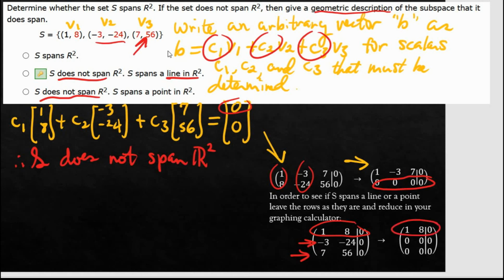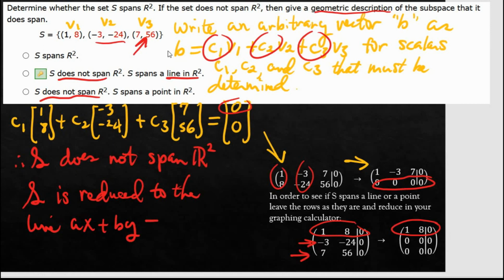Look, it just gave me a line. It just gave me some kind of line. Here, S is reduced to the line AX plus BY, which is X plus 8Y, and you know that's equal to some value C, whatever, but this is fine. The emphasis is that this is a line, and that tells me that's a line.